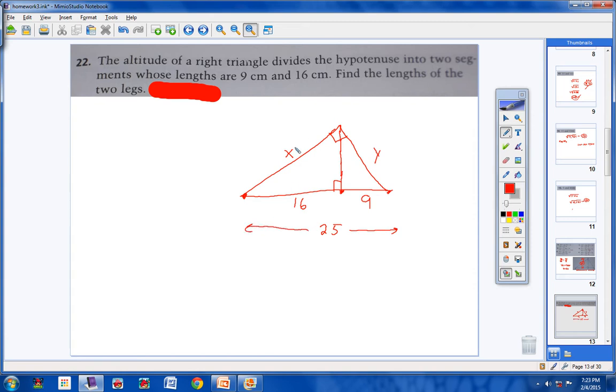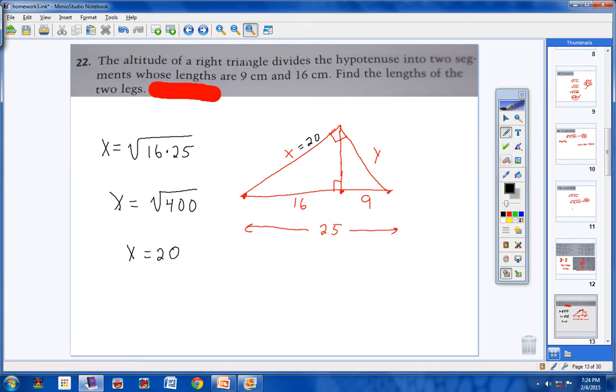Okay? Now, we learned something, guys. Let's start with x. We learned that this segment here is the geometric mean of this segment here and the entire hypotenuse, which is this here. So if I want to find this length here, then I'm going to find the geometric mean of 16 and 25. So x equals the geometric mean of 16 times 25. Okay? And 16 times 25 is 400. And the square root of 400 is 20. So there we go. X equals 20.